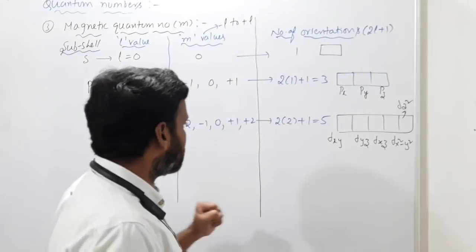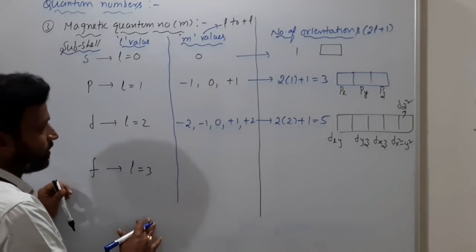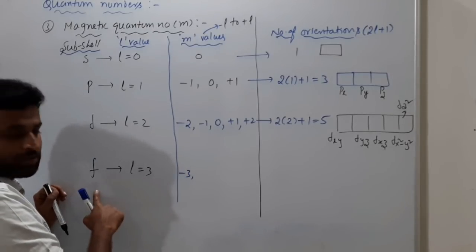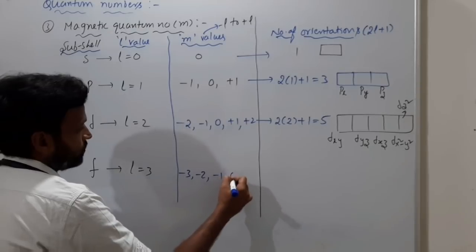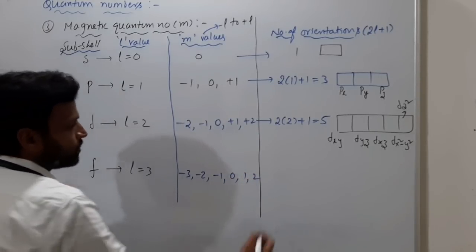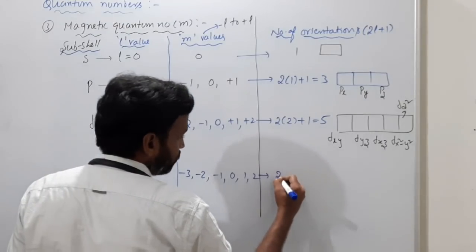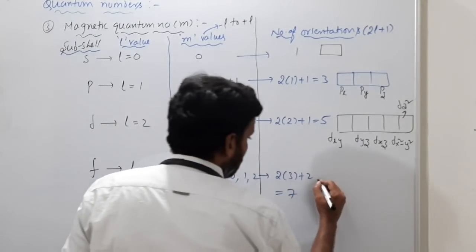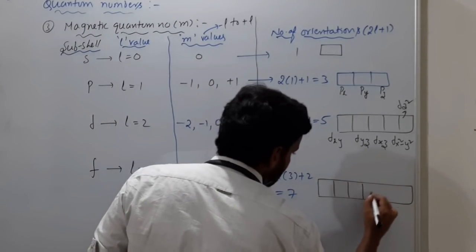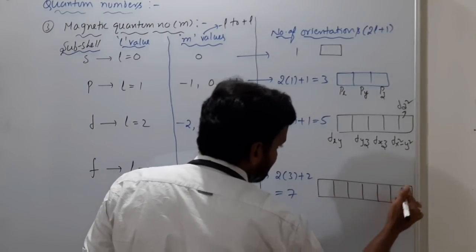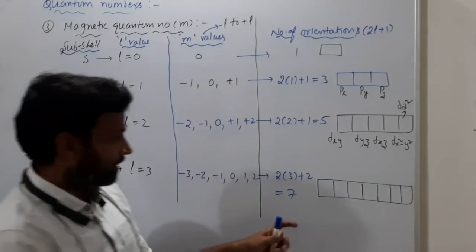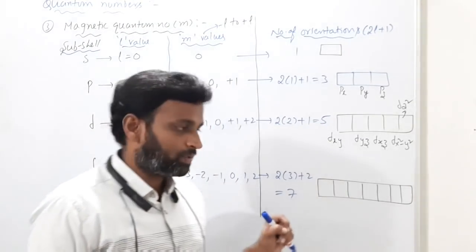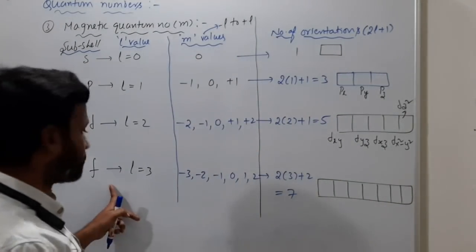So these are about the magnetic quantum number. Of course, if L is 3, for the F subshell, the values are -3, -2, -1, 0, 1, 2 and 3. So total orientations are what? 2 into 3 plus 1, that means 7. So the F subshell consists of 7 orientations: 1, 2, 3, 4, 5, 6, 7. You represent them as 7 boxes. These are called degenerate orbitals in the F subshell.